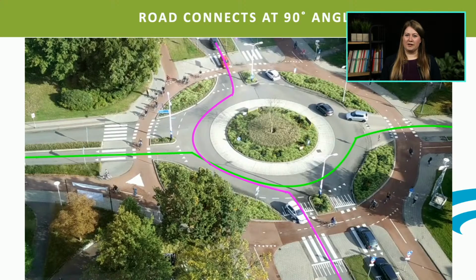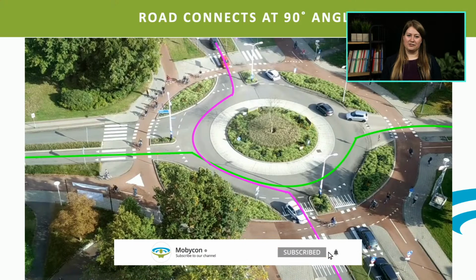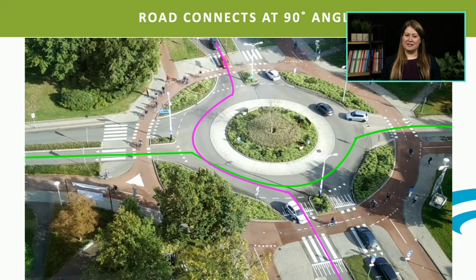A very important aspect is also to connect at a 90-degree angle. If you connect at a 90-degree angle, you really have to slow down. You really have to maneuver around the roundabout, and you can't just speed through at whatever speed you're going. So if you're going 50 kilometers per hour, you really have to slow down to 30, because otherwise you will hit the greenery in the center, and you don't want that.